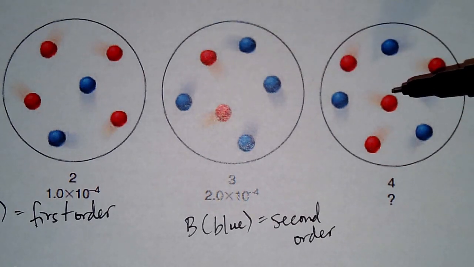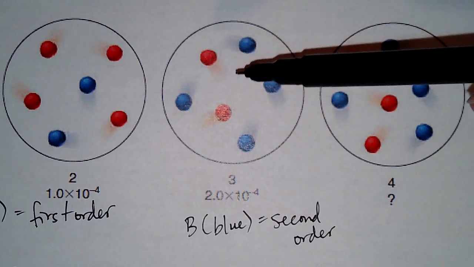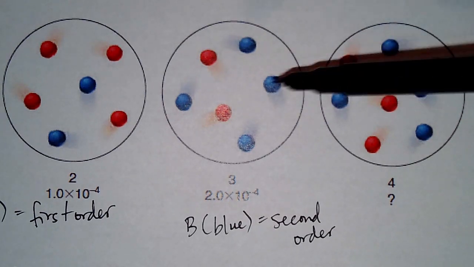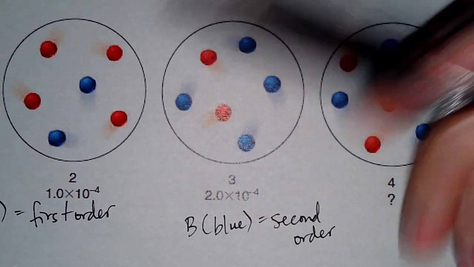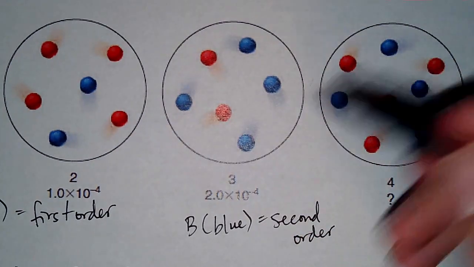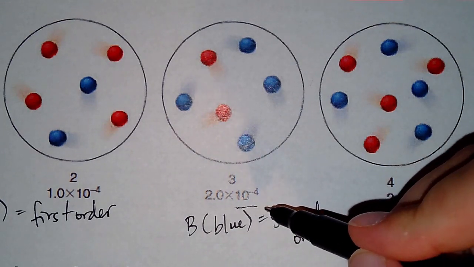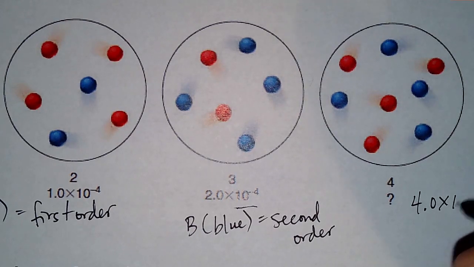So if the first order red reactant doubled, what should happen to our rate? Okay, remember first order means we see the same effect. So our rate should double. So we started out at 2.0 times 10 to the minus 4. Doubling it should make it 4 times 10 to the minus 4. Alright, so that should be the rate for experiment 4.